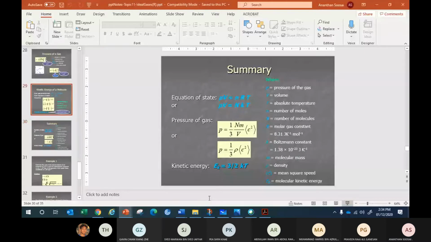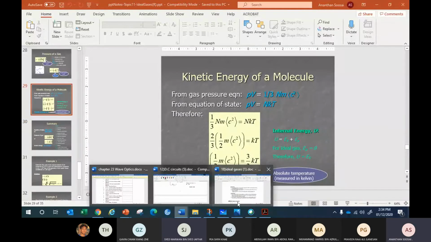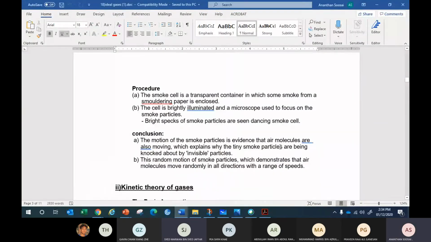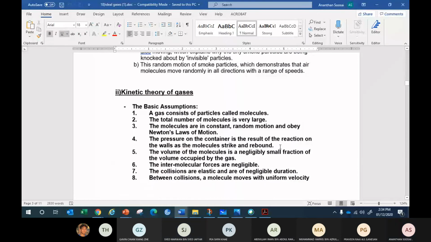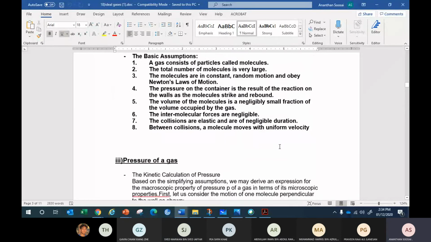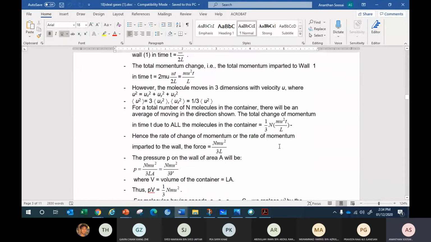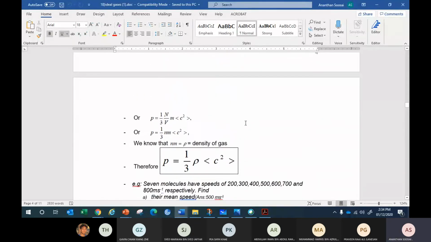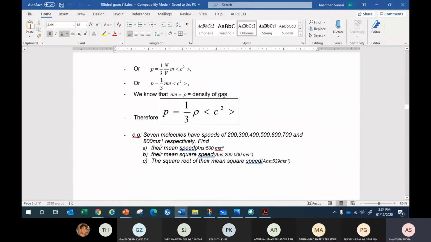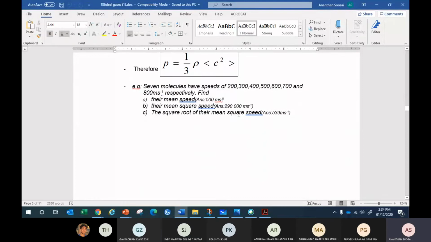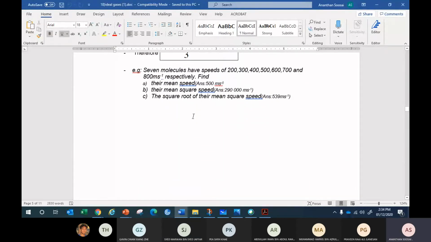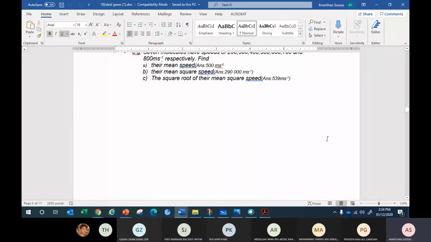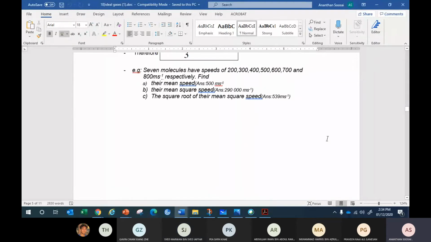Now go to this Word file. These are the assumptions you learned just now. Then we did the derivation, which ended up getting PV equals 1/3 nmc squared, and the density formula. Now please take one or two minutes and tell me the answer for this. One example, an empty slot for you to fill up. Come on, two minutes.